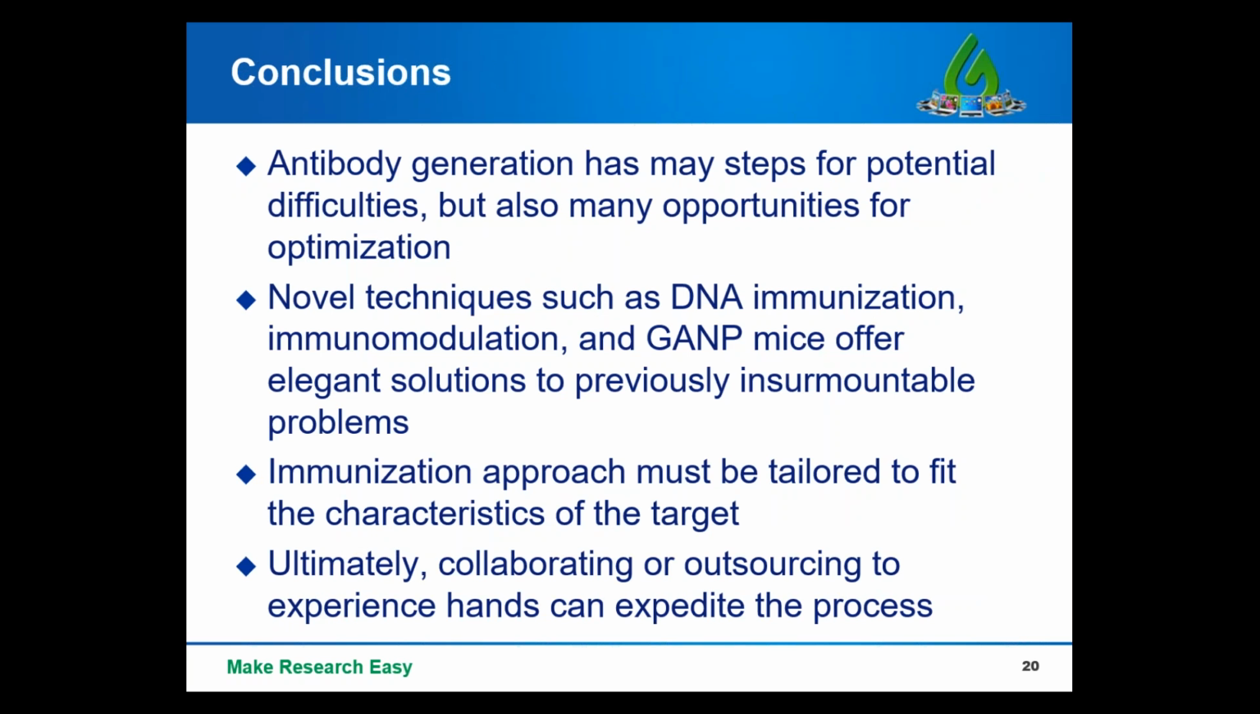So to conclude, antibody generation is complex. This is a double-edged sword as it offers opportunities for failure, but also optimization. Novel techniques such as DNA immunization, immunomodulation, and GANP mice offer elegant solutions to previously insurmountable problems. Immunization protocols and preparation must be tailored to fit target characteristics. And finally, collaborating with experienced hands will smooth the application of these new technologies if you aren't familiar with them.